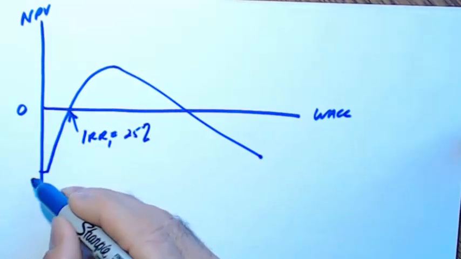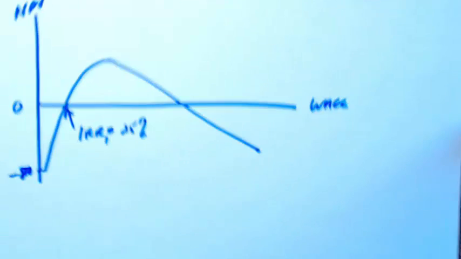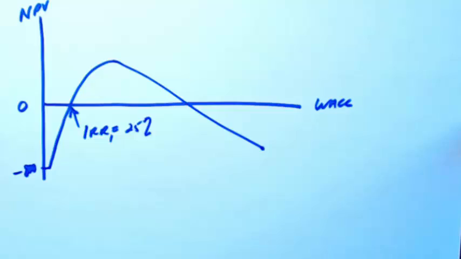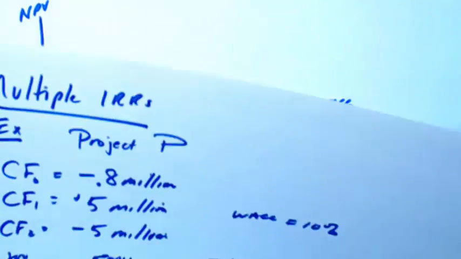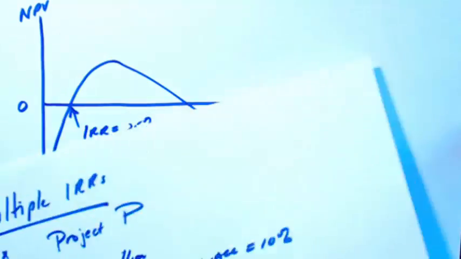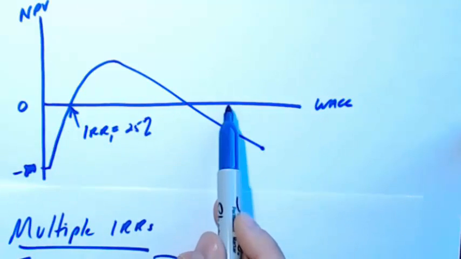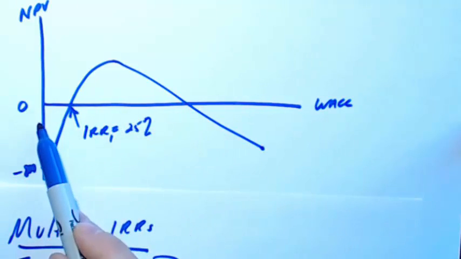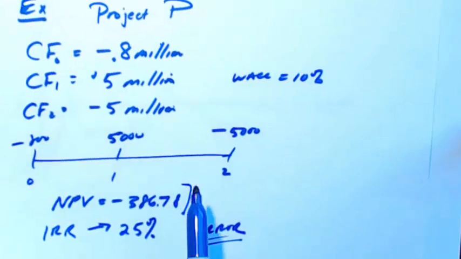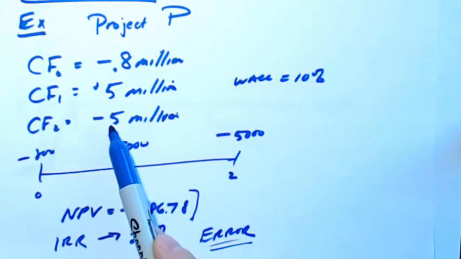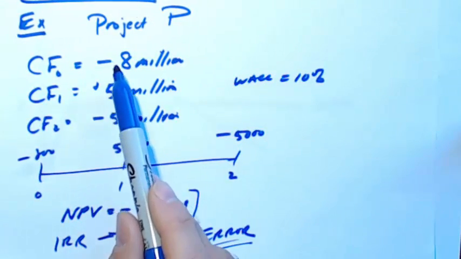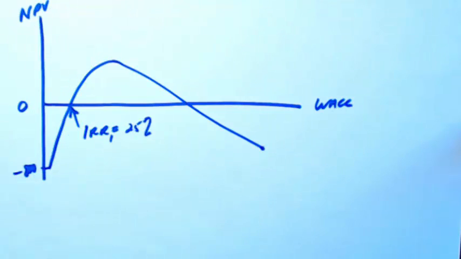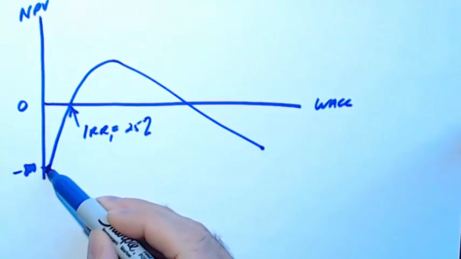Okay. Down here is minus 800. And how do we get minus 800? $800,000? Well, if you have a 0 discount rate, weighted average cost of capital is 0, so go all the way down here to 0. At 0, you're just adding up the cash flows. And if you add up these cash flows, it comes out to be minus $800,000. That's how we get to this point right here.